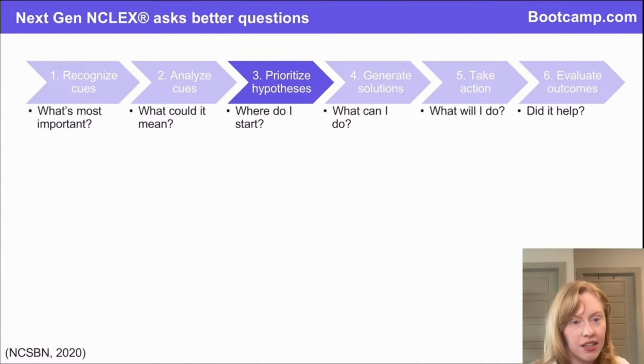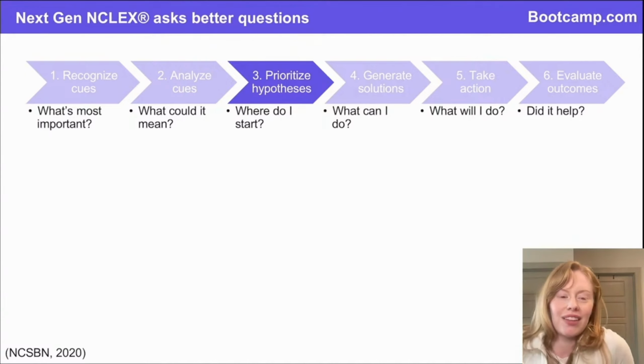Then, okay, prioritizing hypotheses, or figuring out where to start. And I'm going to ask you a question. Let's say you are in the neuro ICU and you are getting a patient from the OR who just had a craniotomy. What is the number one complication that you're worried about? What would you prioritize? Let's assume they're coming on the ventilator, so they have their airways intact.